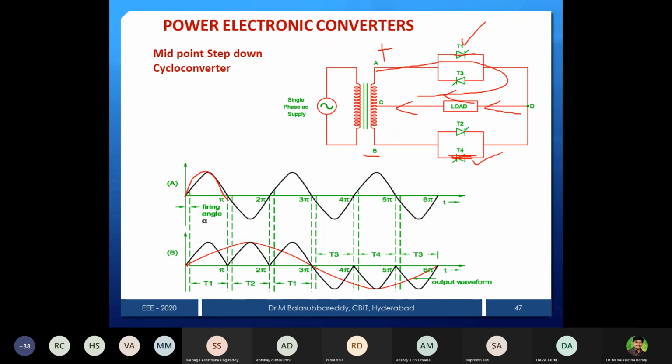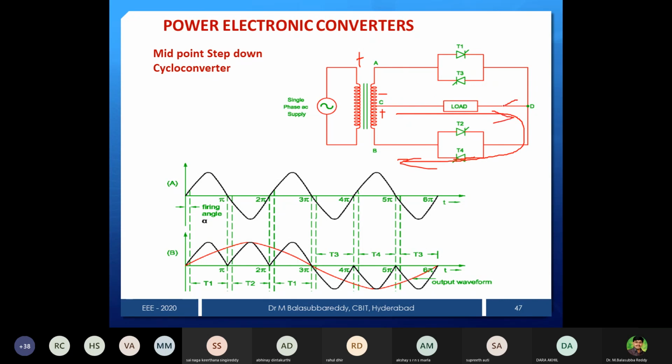So at an angle of 0, let's assume I start at 0, we directly get output voltage by firing T1. Suppose instead of T1 I give a pulse to T4, then what will happen? This is minus, this is plus, minus plus, then current will pass like this.